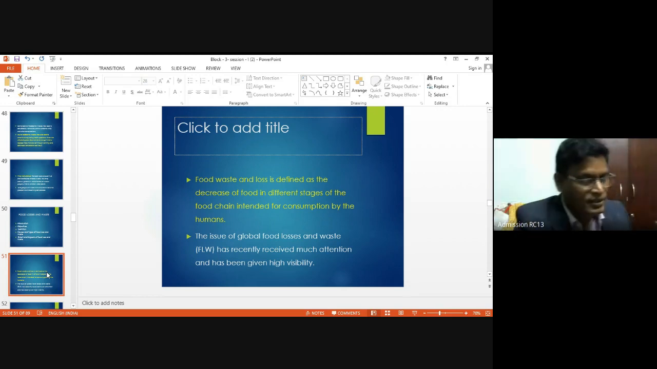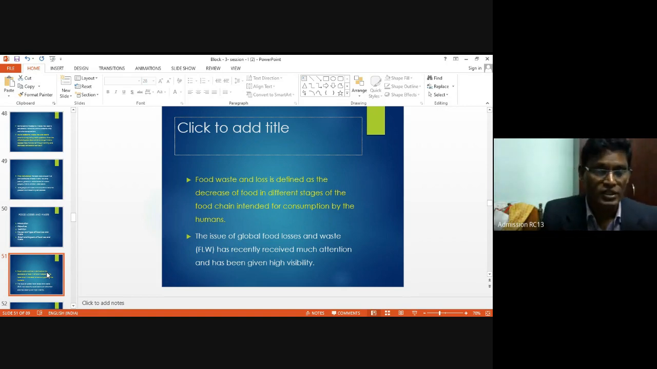Food waste starts from the harvesting, handling, storage, processing and transportation. So at all these stages, the food may be lost. That is why food waste or loss is defined as the decrease of food in different stages of the food chain intended for consumption.